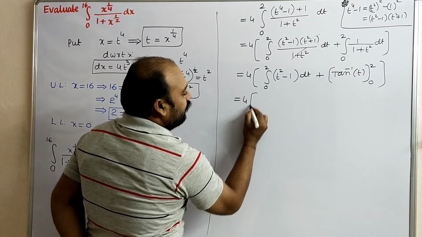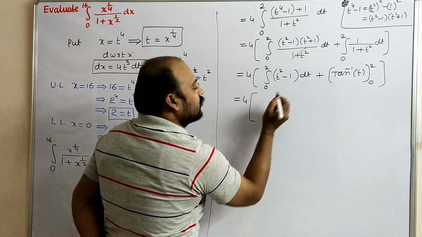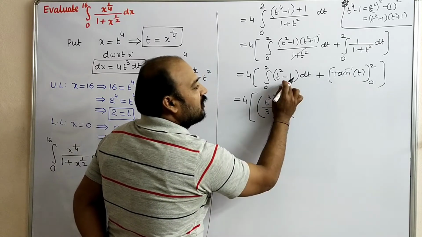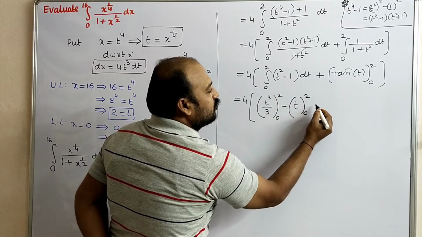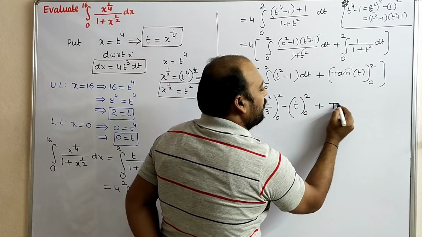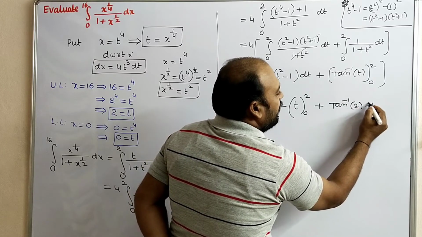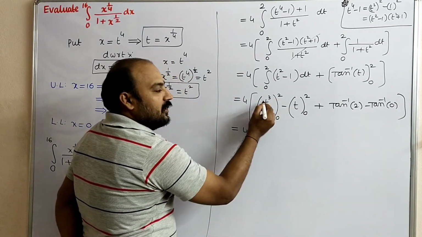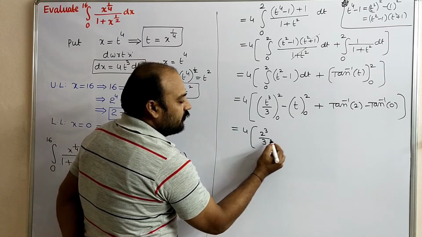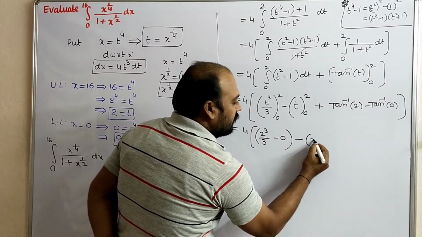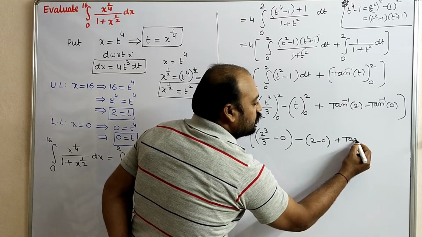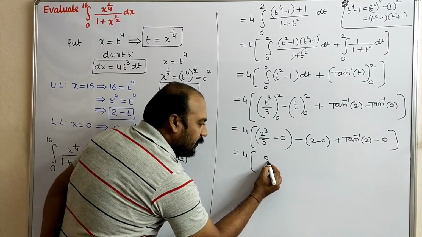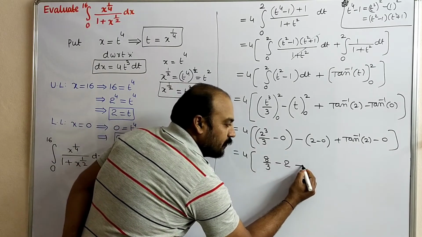which is equal to 4 into each and every term you have to integrate. Integral t square dt, t cube by 3, applying the limits 0 to 2, minus integral 1 into dt, t, applying the limit 0 to 2, plus in place of t upper limit tan inverse 2, minus tan inverse of 0, 4 into 2 power 3 divided by 3 minus 0 minus 2 minus 0 plus tan inverse of 2 minus tan inverse of 0, which is equal to 4 times of 8 by 3 minus 2 plus tan inverse of 2.